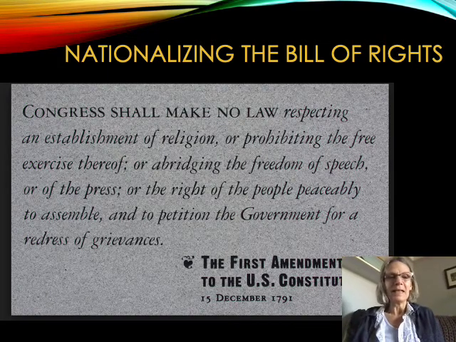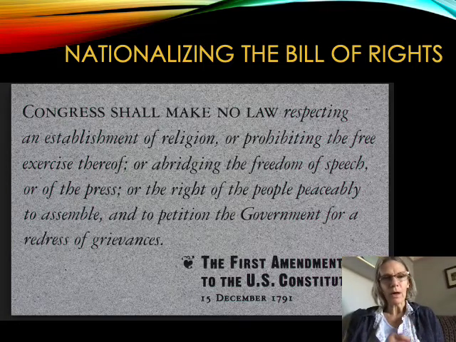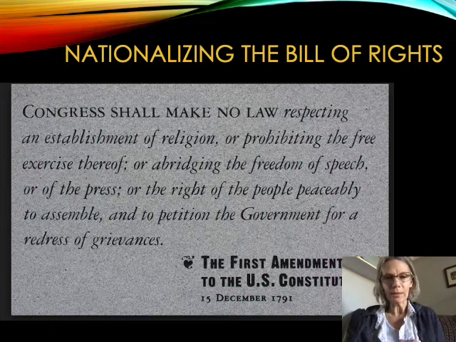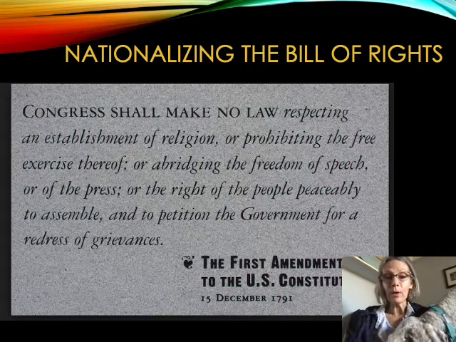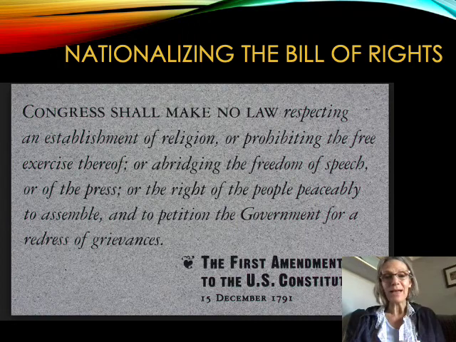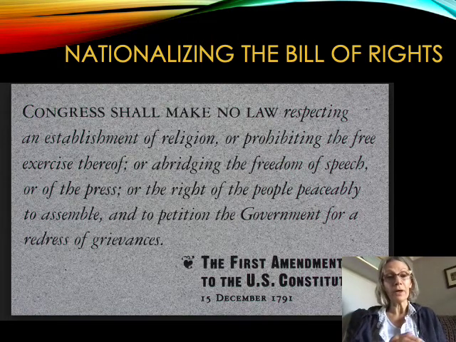No, they can't. But I was stuck on that word Congress, and I kept thinking, does the First Amendment just apply to Congress, or does it apply to all levels of government? And that's what nationalizing the Bill of Rights is about. It's the question of whether the Bill of Rights only applies to the actions of the national government, or to the actions of all governments. So let's look at the answer to that question.